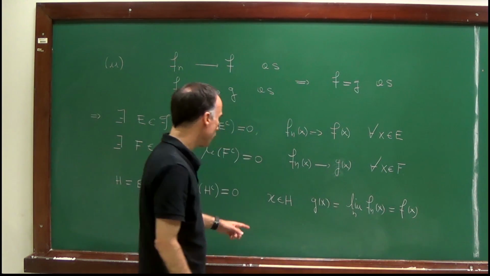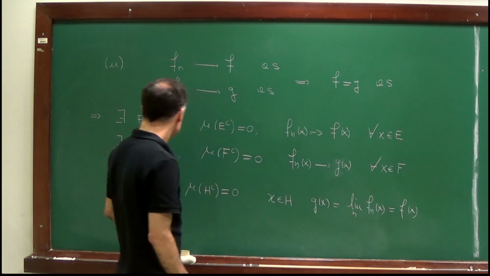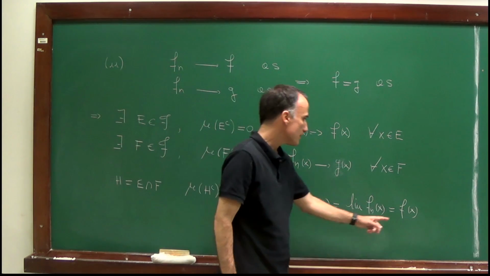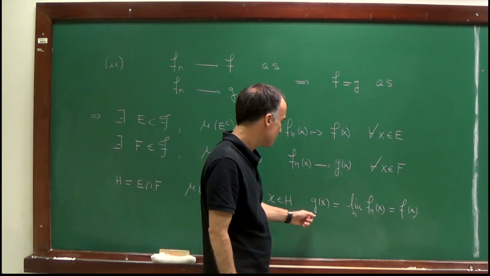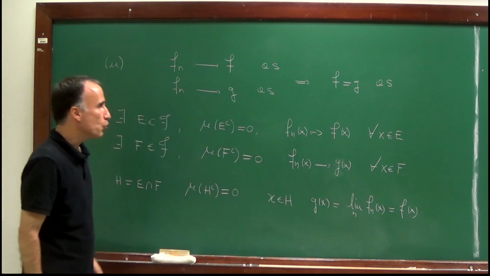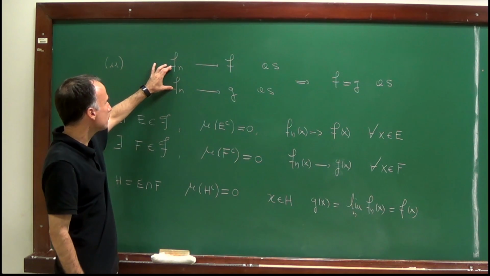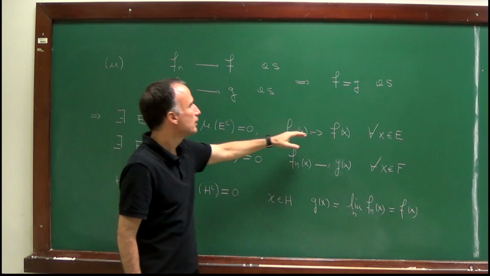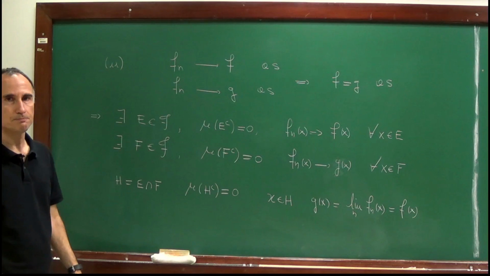And this means that for all points x in H, G of x is equal to f of x. And since the measure of the complement of H is 0, this means that G is almost surely equal to f, or in other words, that G is equivalent to f. And this is exactly what we wanted to prove. So if the same sequence of functions is converging to two different functions almost surely, these two limits are equal almost surely.